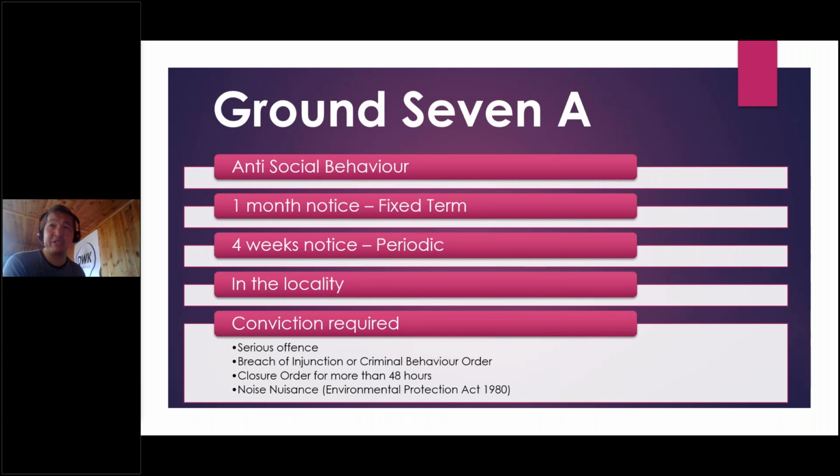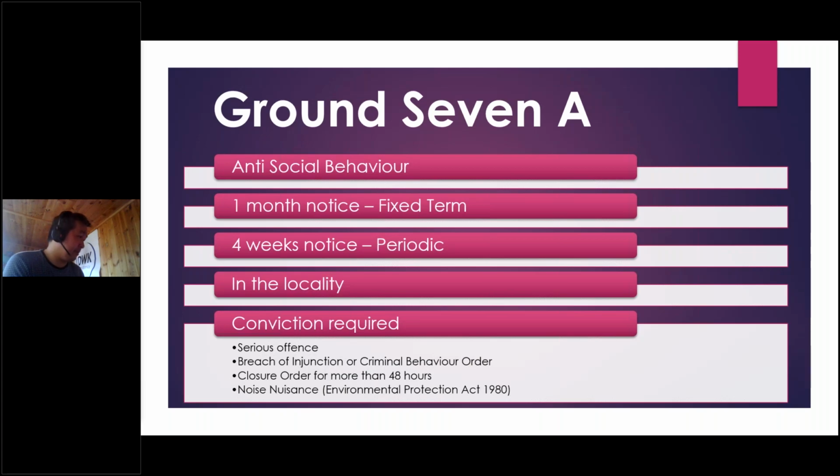So Ground 7A is a subsection. I think this was added in 2016 off the top of my head, although I might be completely wrong in terms of that year. This is Ground 7A. So this is antisocial behaviour. So they do need to be convicted, just to make you aware of that. So it's slightly different to Ground 14 when we talk about Ground 14 in discretionary grounds.